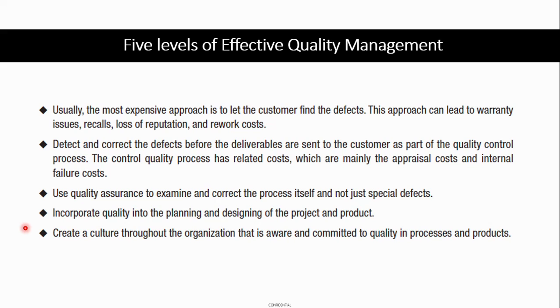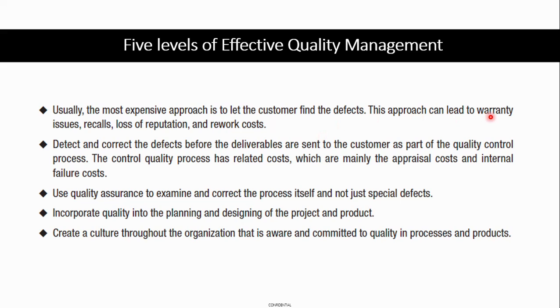So basically, there are 5 levels of effective quality management, from worst case to the best case. The worst case of quality management, basically the most expensive approach, is where your customer finds the defects. So you don't do much quality control, and the product goes to your customer, and the customer starts finding the defects of their product, be it a software product. So the customer starts finding the bugs from the UAT level or even at the live level.